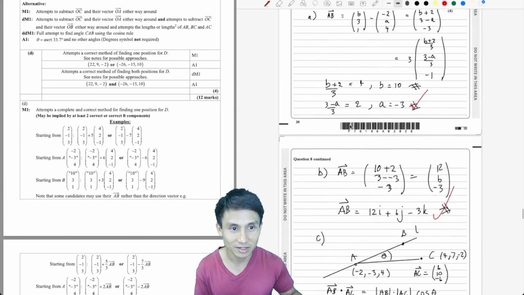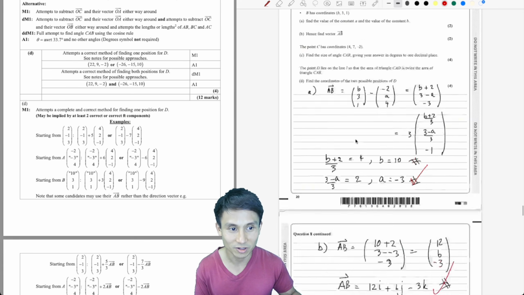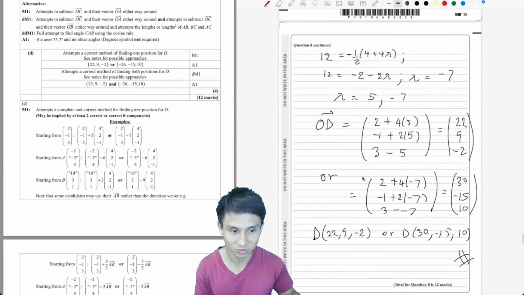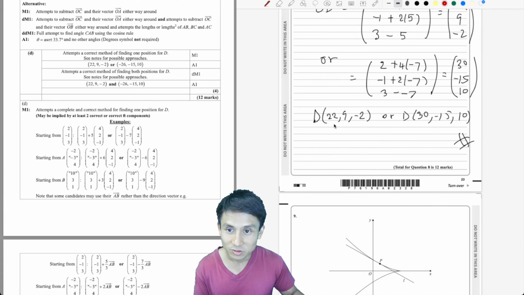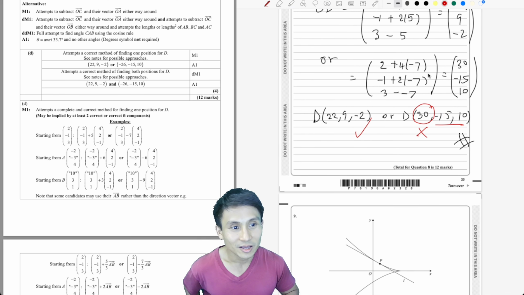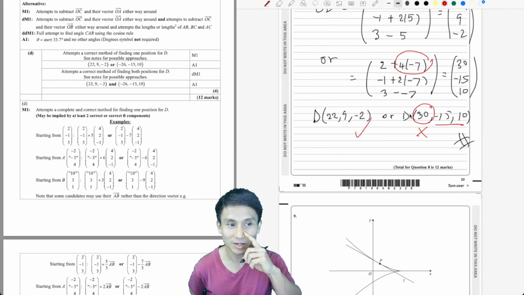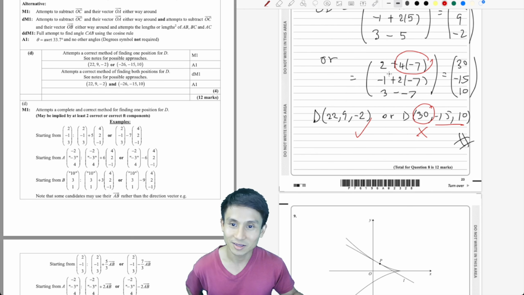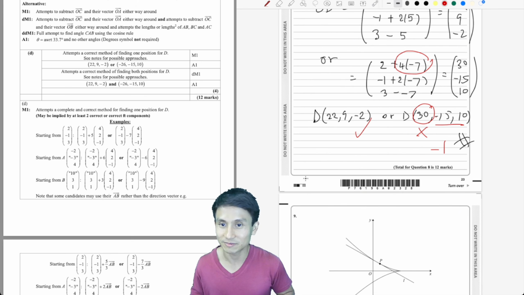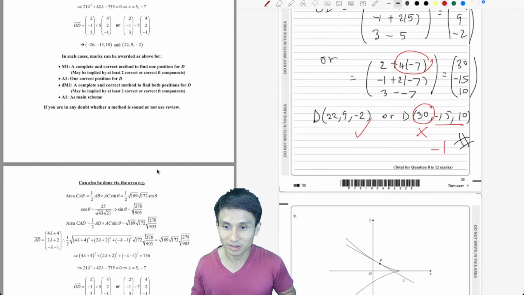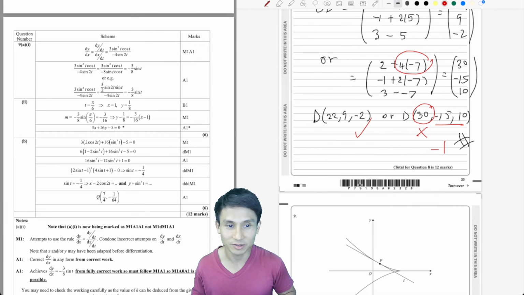And D, so what's D? D is asking to find the coordinates of 2 possible points for D. So if I look towards the bottom, 22, 9 minus 2. Whoa, that is not right. I got this one wrong. Wait. Oh no. Oh, you see this silly mistake. Minus 28 plus 2 should have been minus 26. So the last mark was wrong. So I got minus 1 here. Sorry, guys. Silly mistakes. Okay, but the working was all fine, right? You can follow my working.